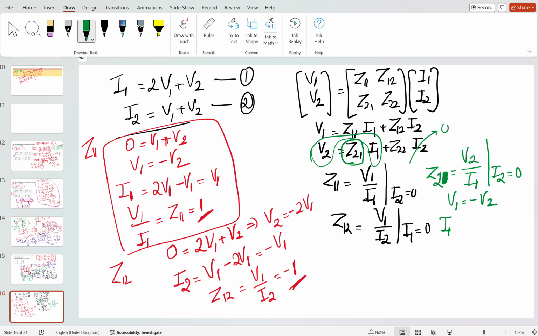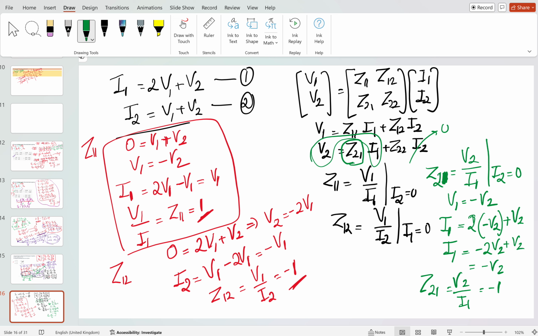In a similar fashion, put it in equation 1: I1 is equal to 2 times V1, but you don't need V1, you need V2. V1 will be equal to minus V2, so I1 is equal to minus 2 times V2 plus V2, which will be equal to minus V2. So for Z21 you will get V2 by I1, V2 by I1, what will it equal to? Minus 1. Okay, I think I have got the wrong answer in the first part.